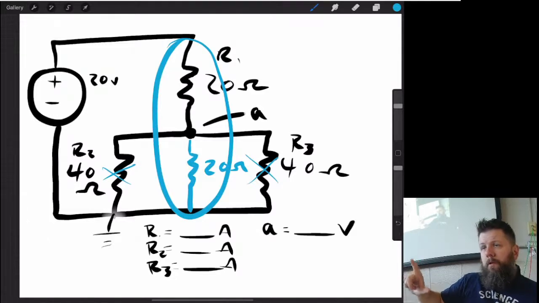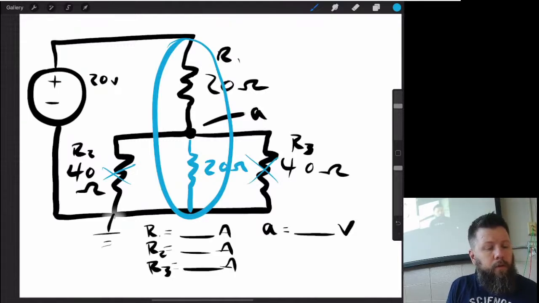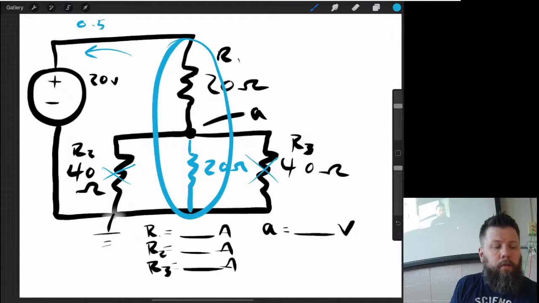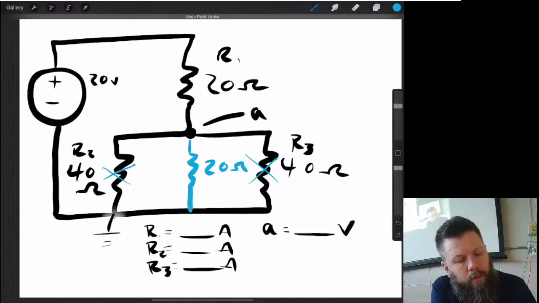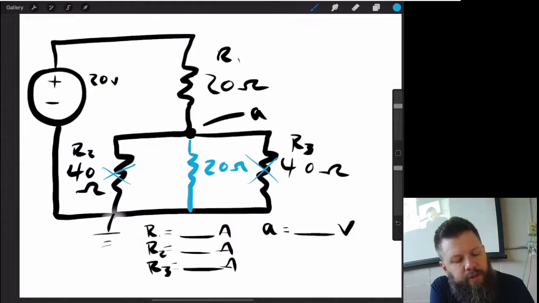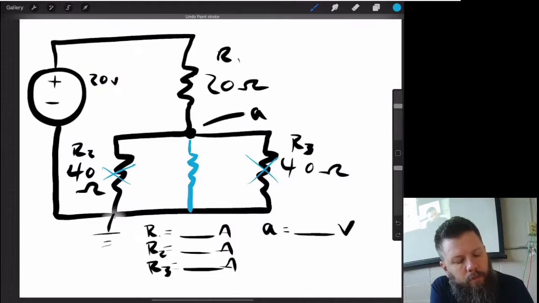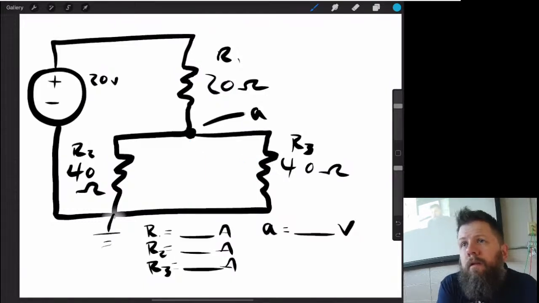Everybody good? So that's 40 ohms worth of resistance. So my total current that was going through here was what? It's back to that 0.5 amp, correct? Now that ghost resistor, that's just representing what those two parallel resistors are looking like to the circuit. The voltage source does not see anything but this point and this point, right?